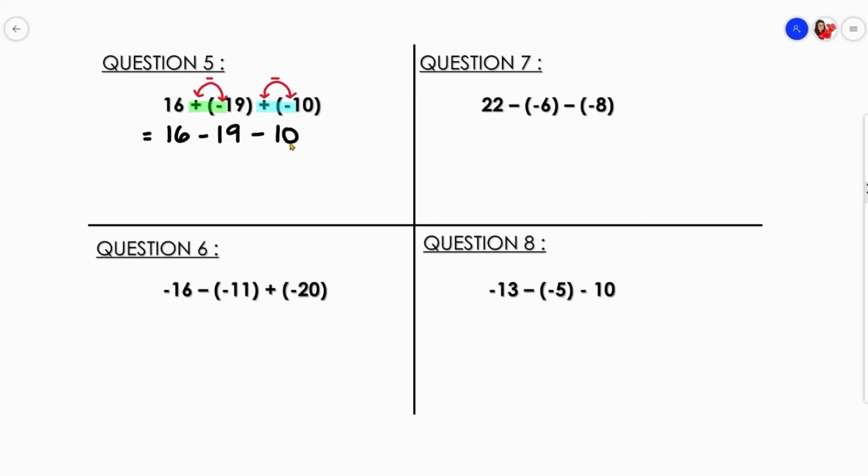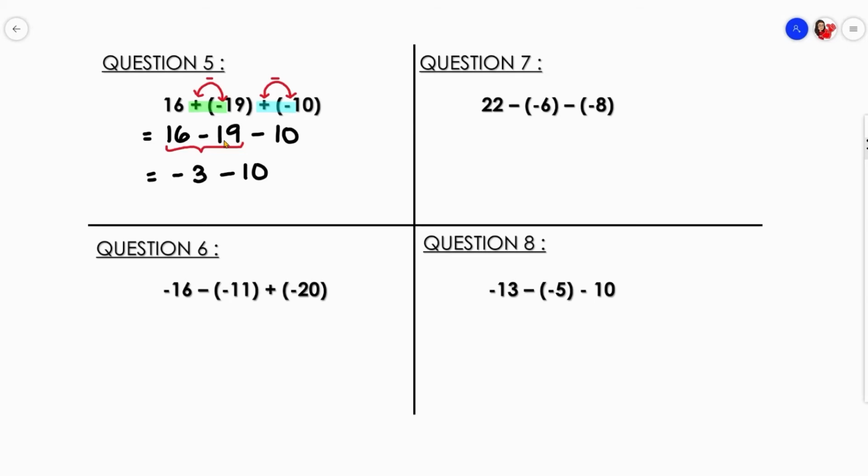So then you're going to solve 16 minus 19 first. So you have $16 with you, but you're owing someone $19. So even if you pay back the $16, you still owe them another 3. So therefore, this is going to be a negative 3 and minus 10.